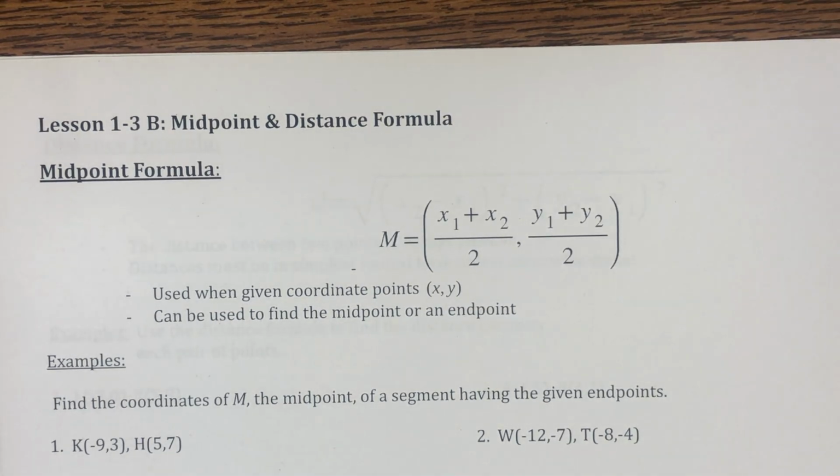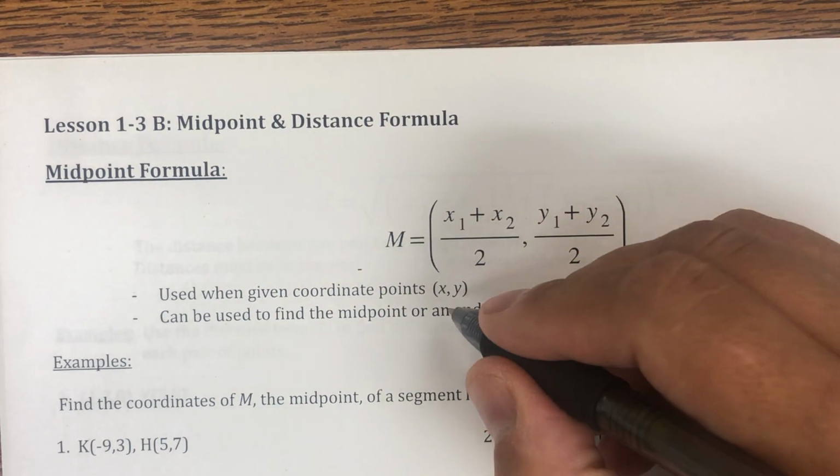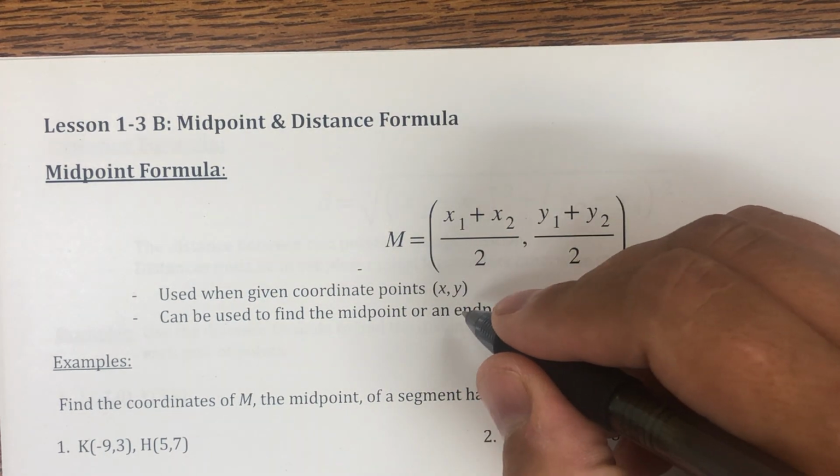All right, Mr. Ahmed here for section 1.3, part 2. Today we're going to work in the coordinate plane and use the midpoint and the distance formula. The midpoint is the halfway area between 2 points. And if we have two ordered pairs, keep in mind, ordered pairs come in the form x, y.